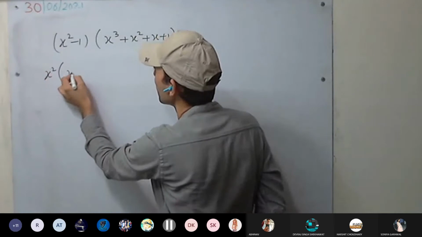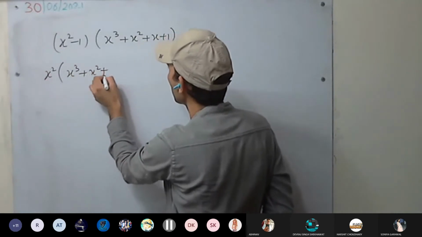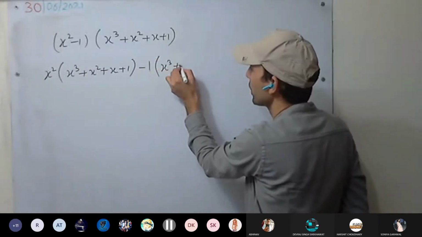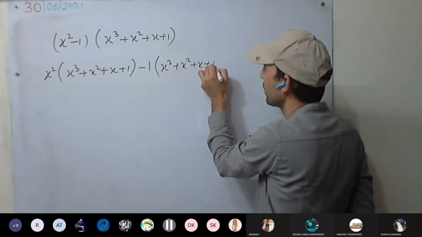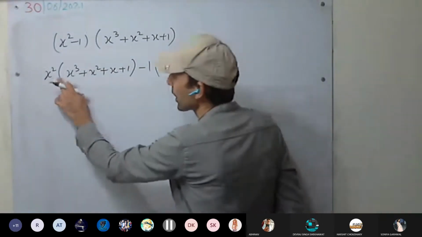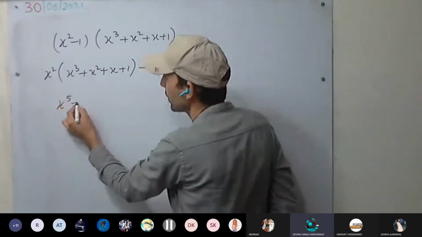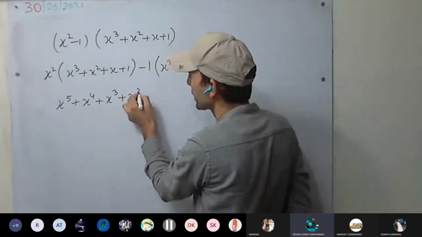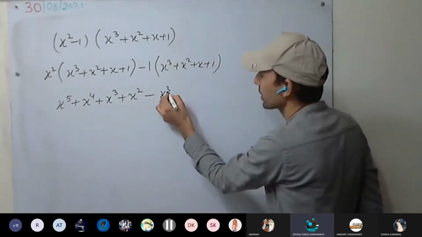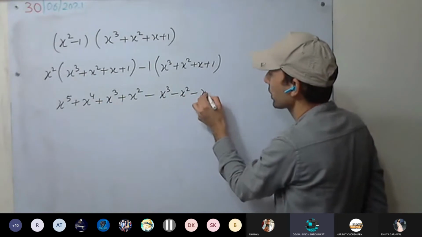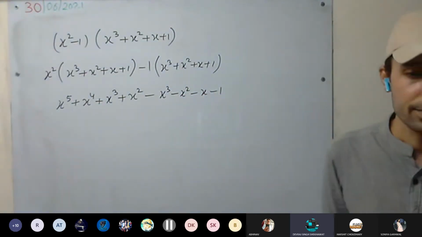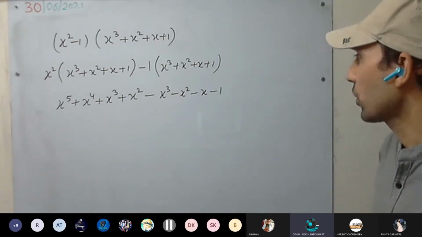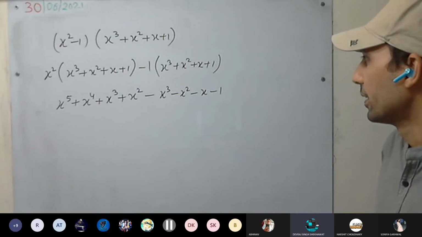x square into x cube plus x square plus x plus 1, minus 1 into x cube plus x square plus x plus 1. x to power 5, x to power 4, x cube plus x square, minus x cube, minus x square, minus x. This will be getting... Now see here which are all getting cancelled, and solve it.